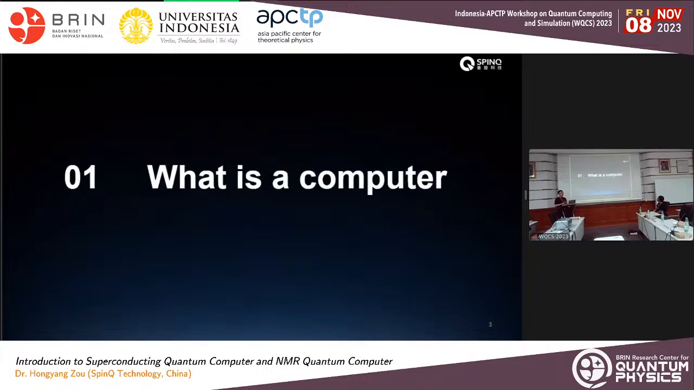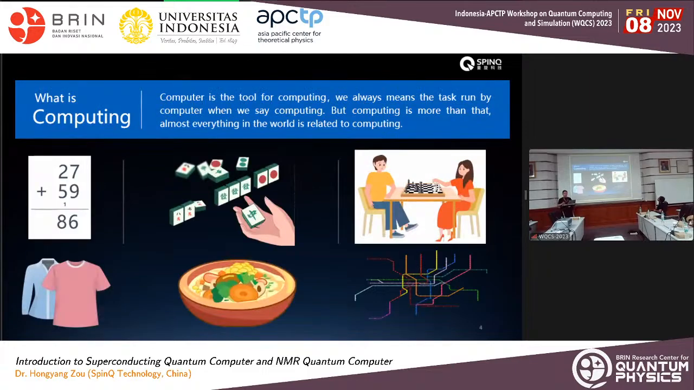Okay, first, what's a computer? When it comes to a computer, the first thing that comes to my mind is using a calculator to calculate some complex multiplication. But indeed, it's much more than that. The essence of information processing is computing. The brain is the earliest tool of computing. It computes all the time. For example, it's computing when we play chess, play mahjong, choose the shirt color, or decide what to eat for lunch today.